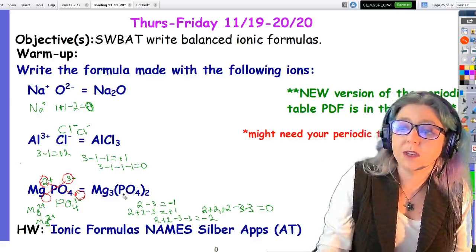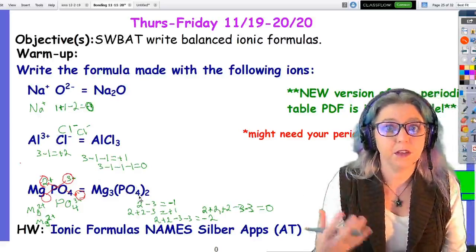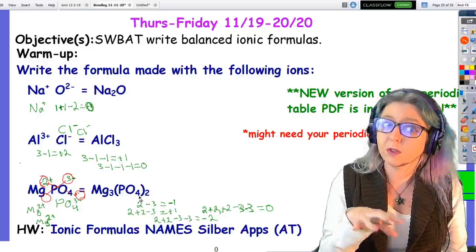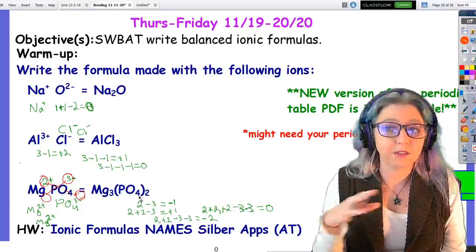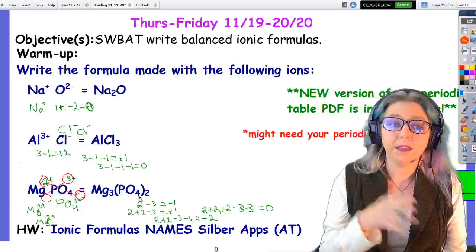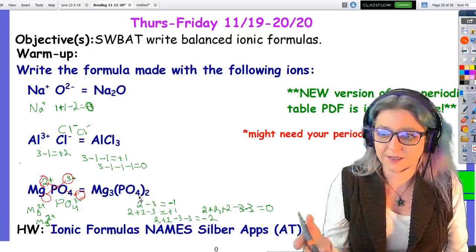And also always make sure that second O in phosphate is capital, because capital P, lowercase o is polonium. That's a different element, very radioactive. But capital P, capital O is phosphate.